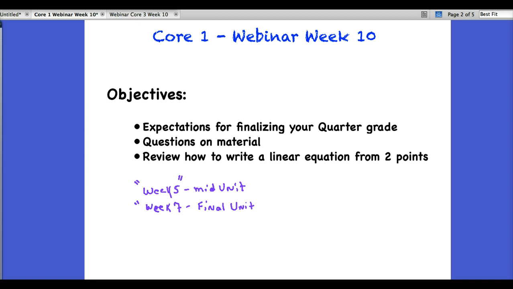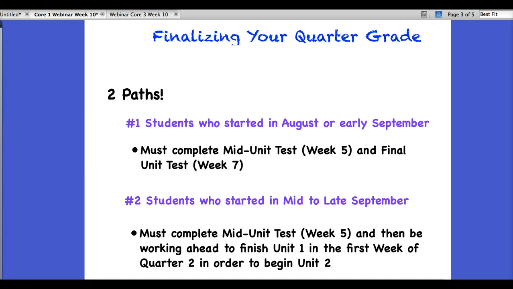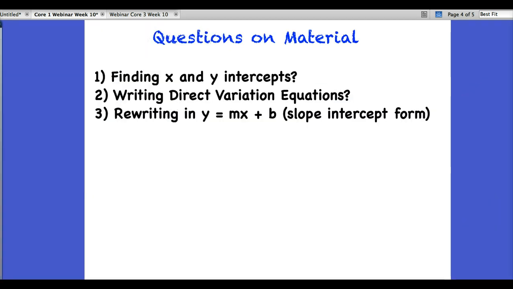Okay. Let's look at some questions on the material then. Oops. Sorry, I didn't flip the slide, but that's what we just talked about. Students who started in August or early September versus mid to late September, but we talked about that. Okay, questions on material. What I want you to do is put your cursor up on the hand raising guy at the very top, and raise your hand if you have a question on any of these as I go over them. So is everybody ready?